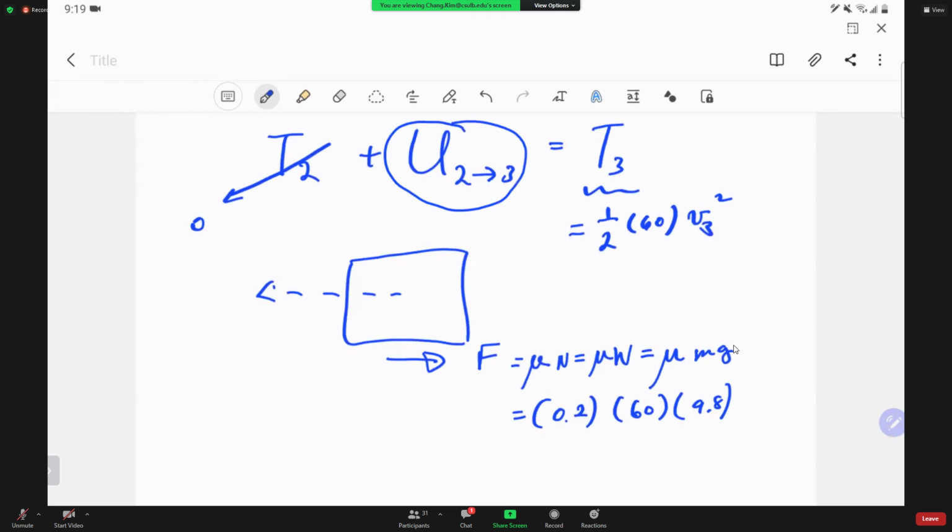Now, we have a friction force acting against the motion. So the friction in this case, we already know what this is. So let me just go ahead and rewrite those. That's going to be 0.2 times 60 times 9.8. However, you are moving this way, the friction is applied in that direction. So therefore, it's a negative, okay?